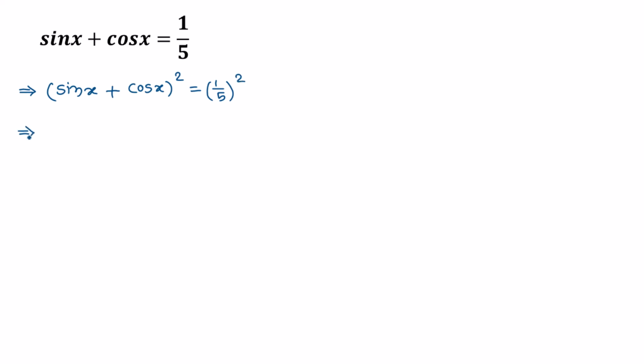Applying the formula (a plus b) whole square is equal to a square plus twice ab plus b square, we can write sin square x plus 2 times ab, that means sin x cos x, plus b square, this is cos square x, is equal to the right side, 1 over 5 square, which is 1 over 25.